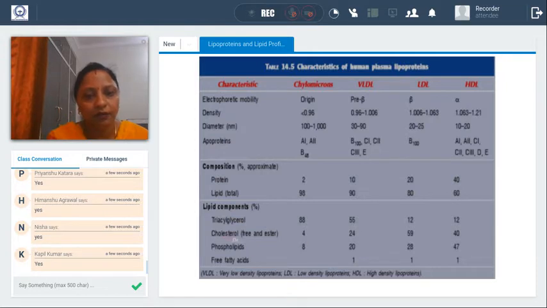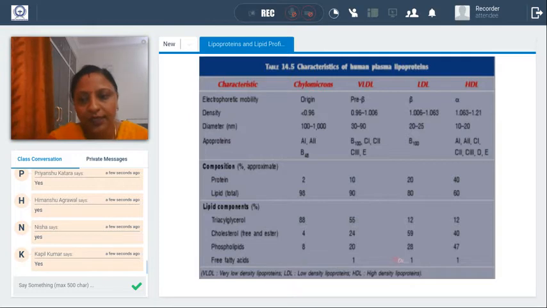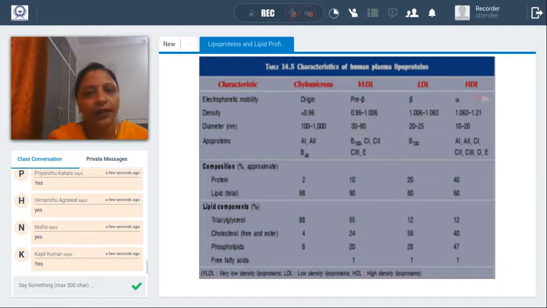Likewise, further, what is the composition of lipid? You can see here lipid components in percentage. TG, triacylglycerol, 88%. So chylomicrons contain 88% TG. Then VLDL 55, LDL 12, and lowest is with HDL. Cholesterol, free or ester: chylomicron 4%, then 24%, 59, and 40%. Phospholipid is highest in HDL. So HDL contains highest phospholipid and chylomicrons lowest. Free fatty acid, you can see 1, 1, 1 in VLDL, LDL, and HDL.